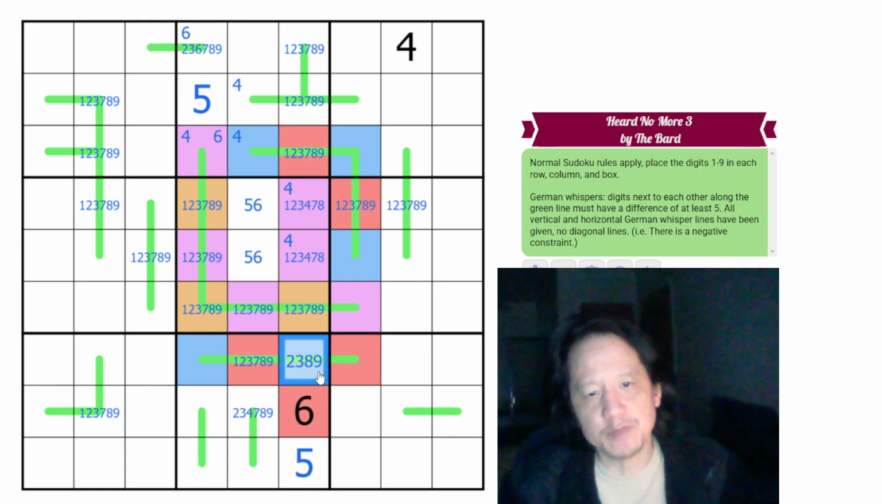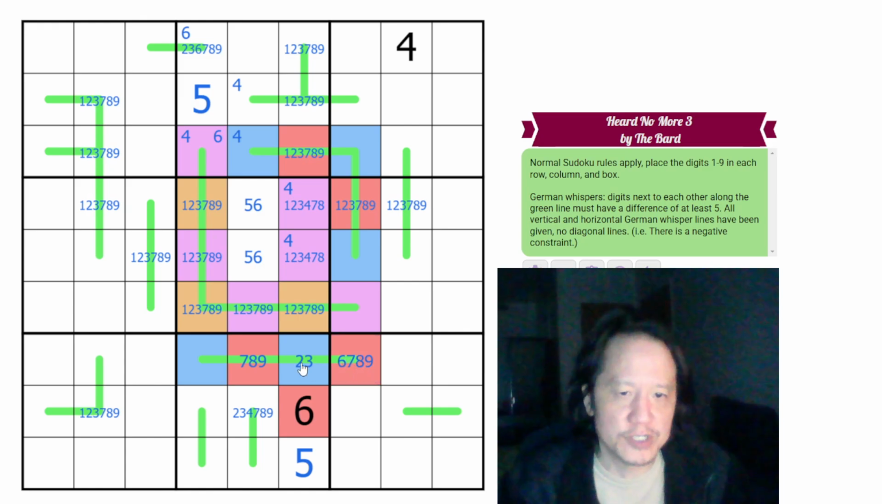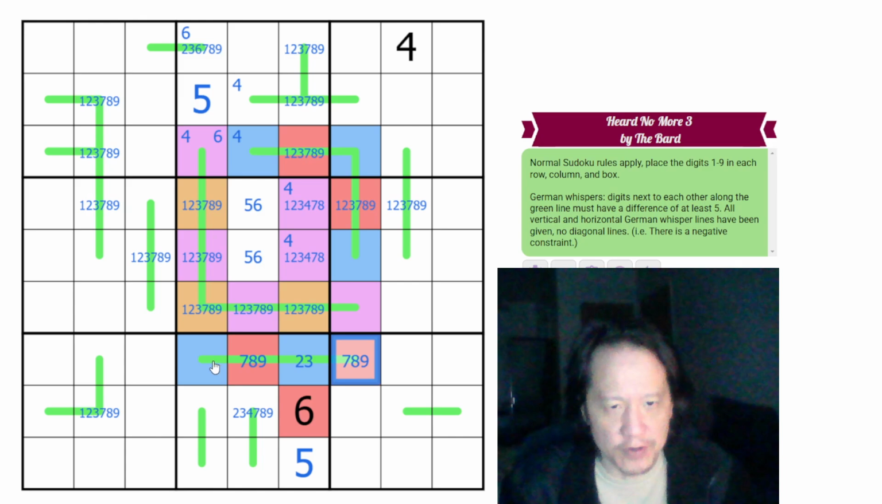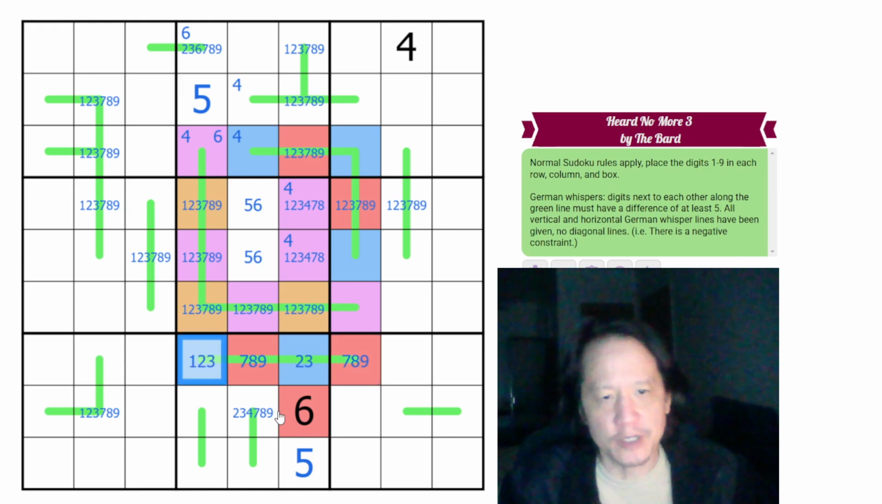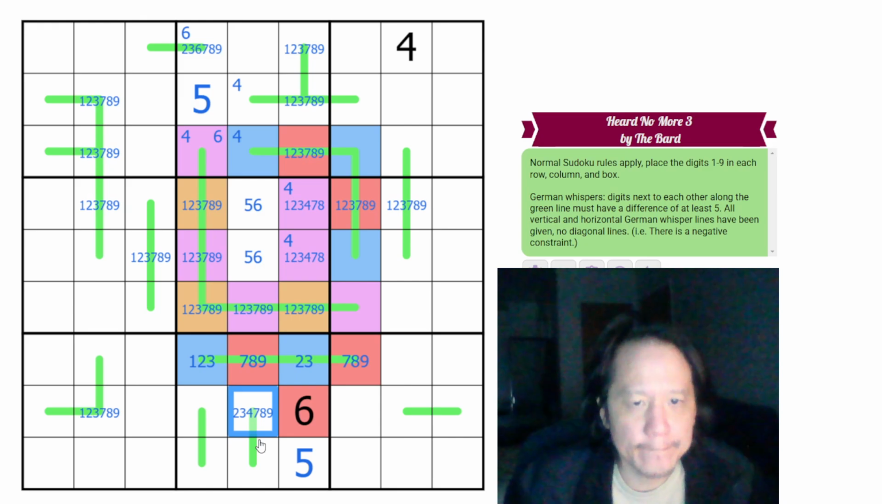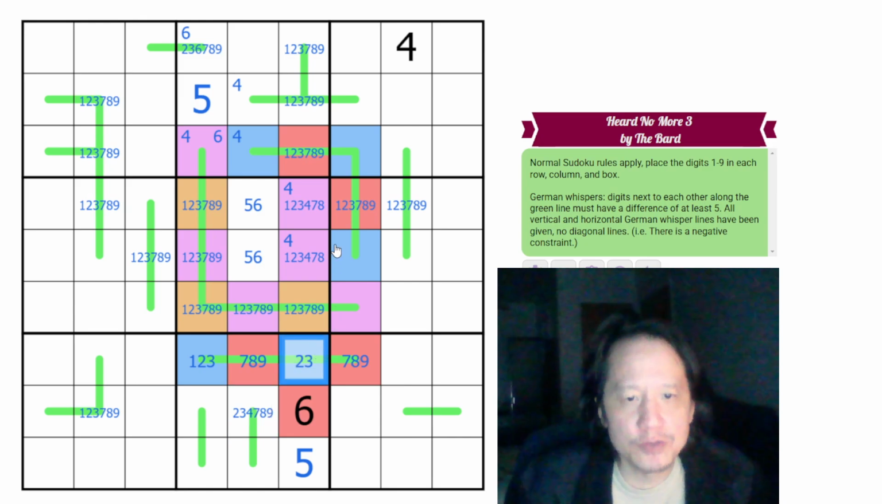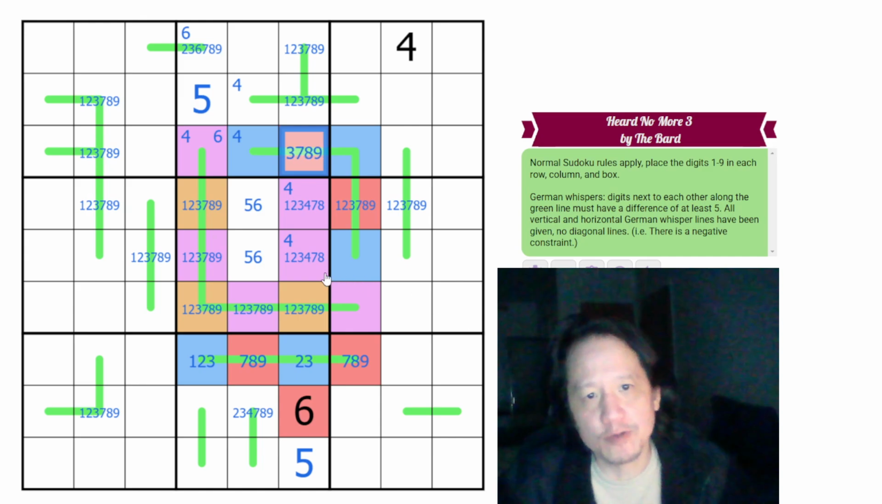So this must be 2 or 3. This can't be 1, 2, or 3. This is 7, 8, or 9. This has to be 6 through 9. But if this were 6, that would be next to a 2 or 3, which it cannot be. So this has to be 7, 8, or 9. This is 1, 2, or 3. So this is 2 or 3, which means this is a high. So this can't be 1, 2, or 3. This is 7, 8, 9. This is also 7, 8, 9. This has to be 1, 2, or 3. This is 1, 2, or 3. And this is 1, 2, or 3.